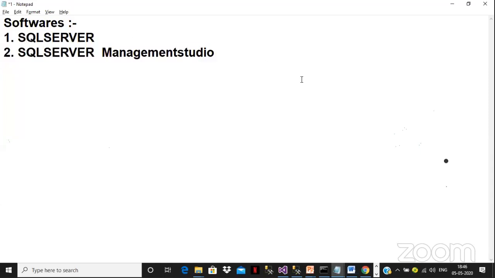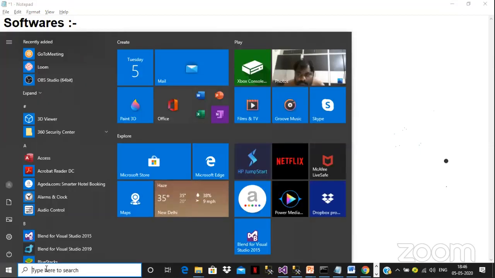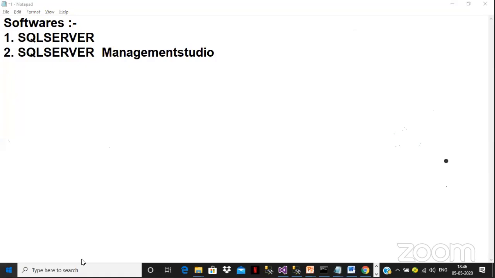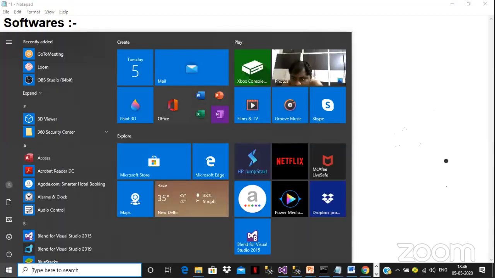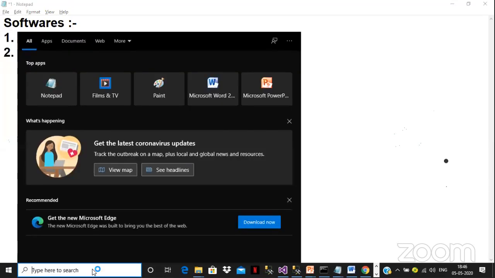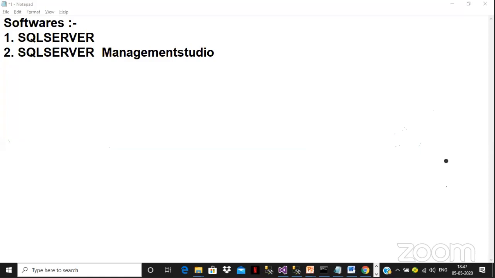So after installing SQL Server, what to do? Let us see. I will try to open. Go to start. I installed both the softwares. So here you can go to start and type SQL Server. I already installed the software, so you can see here. There are different versions. We'll discuss versions in the next class. I'm just showing you how to open your SQL Server. Two versions are there with me.